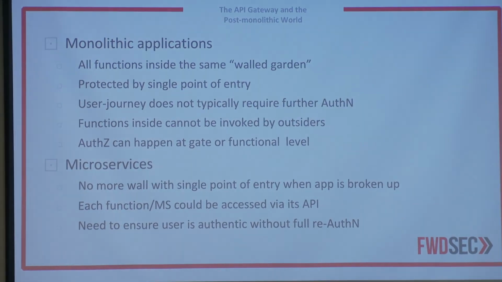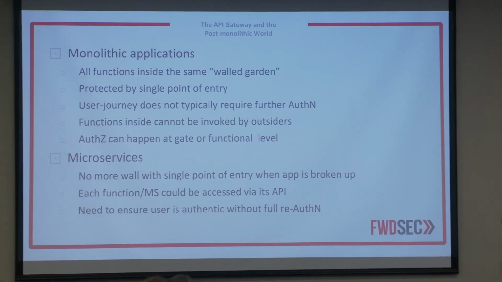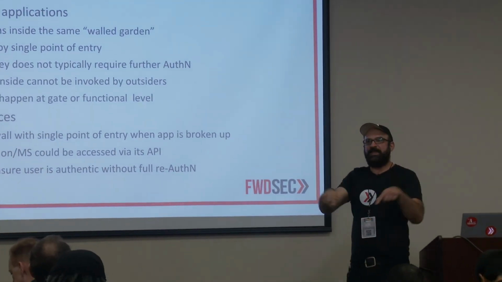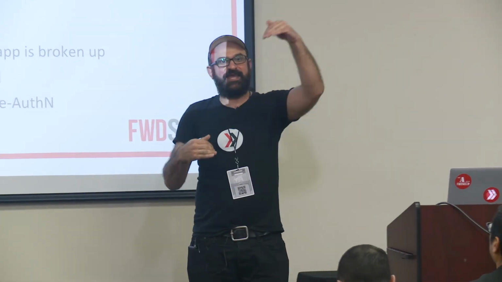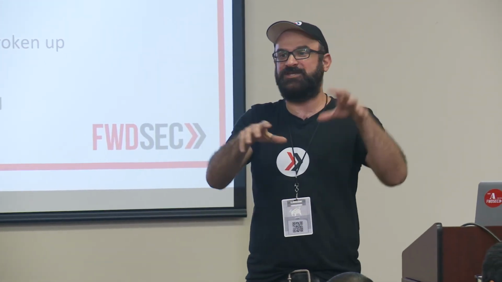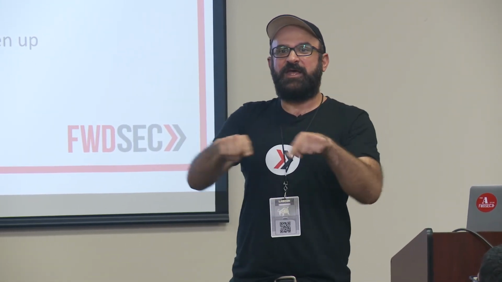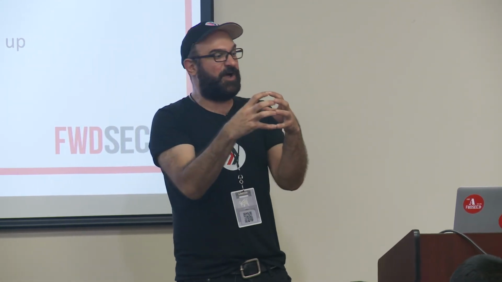With monolithic applications, as we talked about, all the functions live inside the same walled garden. You have a walled garden, and you've got all your functions inside, and they're all happily living together. Users authenticate through the front door of this walled garden, and once they're authenticated, they just float around. The functions call each other, because you're assuming the walled garden is keeping all the functions securely inside. And that's great for a monolithic application.